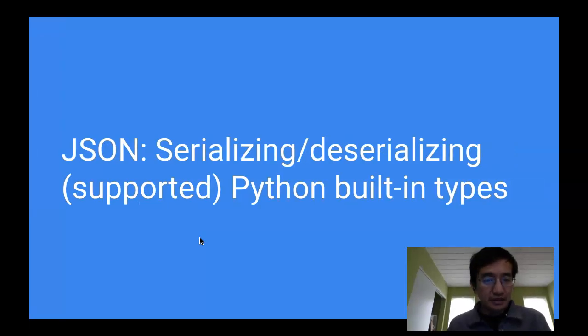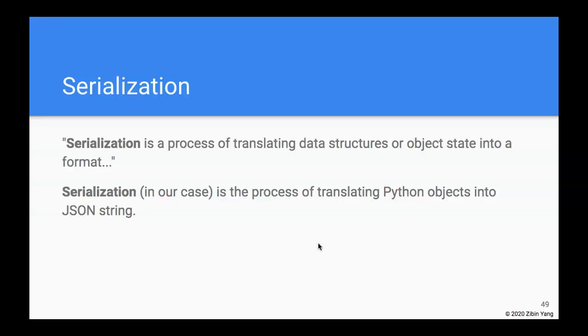Hi, so in this video, we're going to talk about how to convert between JSON and Python's built-in types. In other words, how do we do serializing and deserializing? So remember the definition of serialization in general, according to Wikipedia, is translating data structure or object state into a format. So in our case, then we want to translate the Python objects into the format we want, which is the string that is JSON formatted.